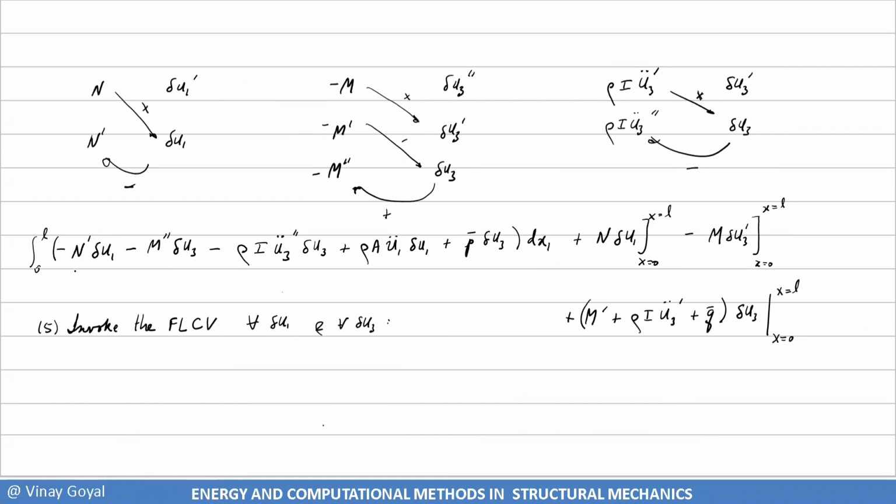So this term here and that term combine to get minus m prime plus rho A u1 double dot is 0. Okay, so that's the first equation that we get. The second equation is m double prime minus rho I u3 double dot double prime. So that's this term, and now I have that term, plus P bar equals 0. And this is true between 0 and L.